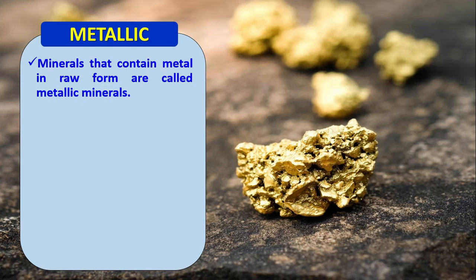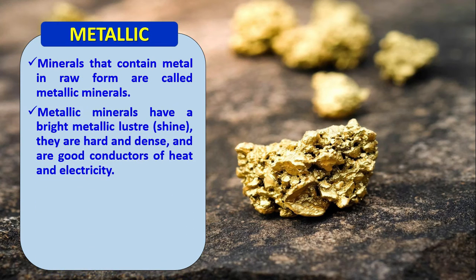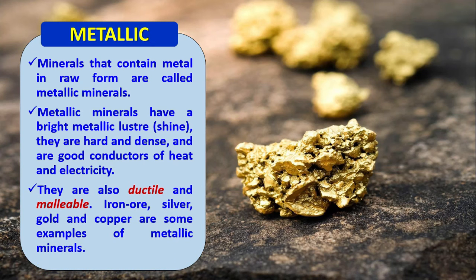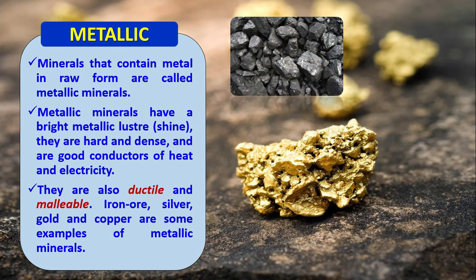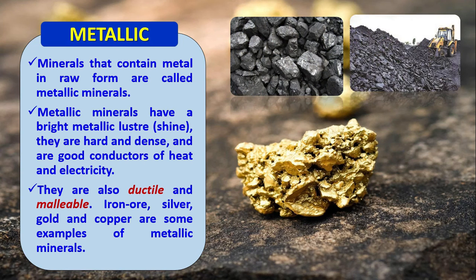Minerals that contain metals in raw form are called metallic minerals, right? So the metallic minerals have a bright metallic luster. They are hard and dense and are good conductors of heat and electricity. They are also ductile and malleable. Iron ore, silver, coal, and copper are some of the examples of metallic minerals, right? So let's see some pictures of the metallic minerals like coal and gold.